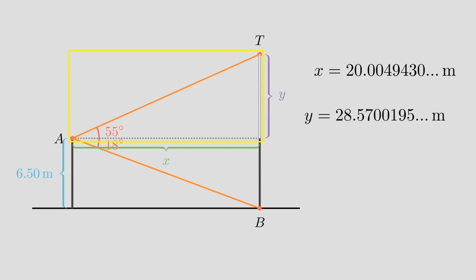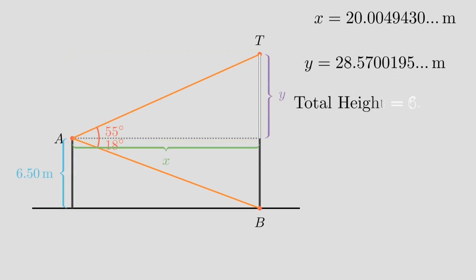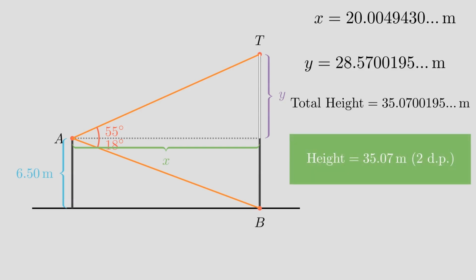This gives us a height of about 28.571 meters for the top part. So the total height of the building is simply the bottom part plus the top part. That's 6.50 meters plus 28.571 meters. This gives us a total of 35.071 meters. Rounding this to two decimal places, as requested in the question, the height of the building is 35.07 meters.